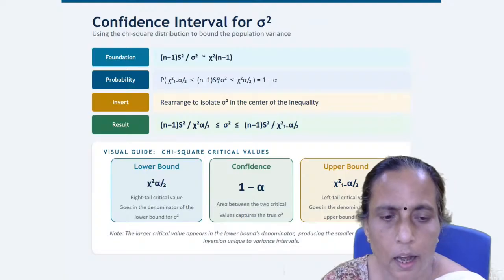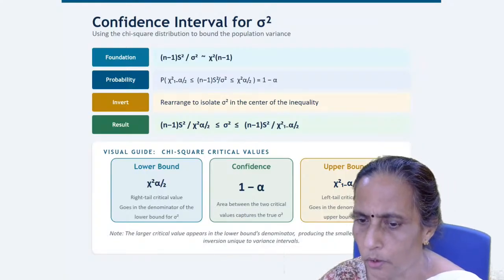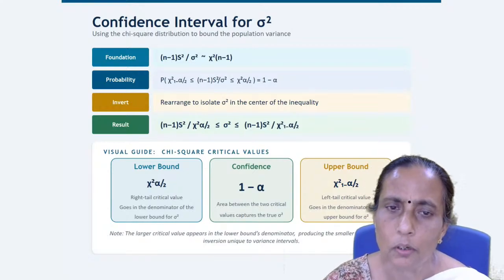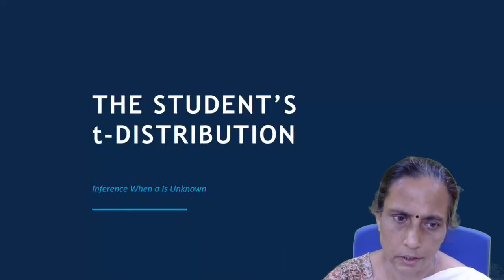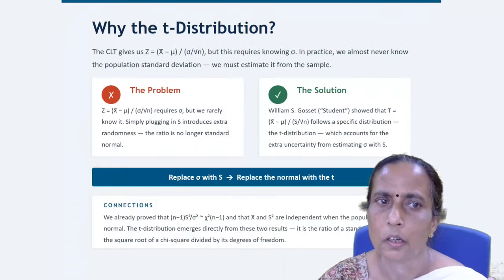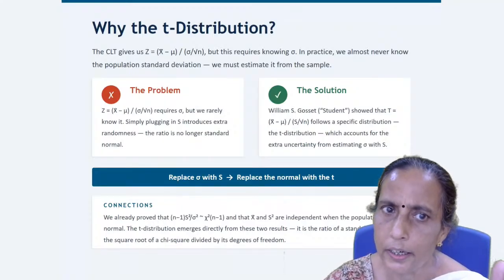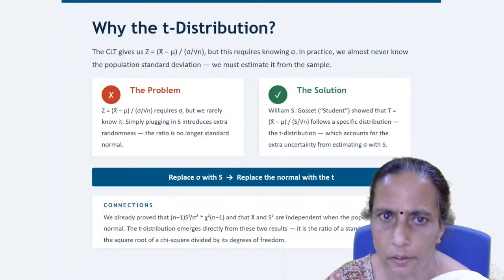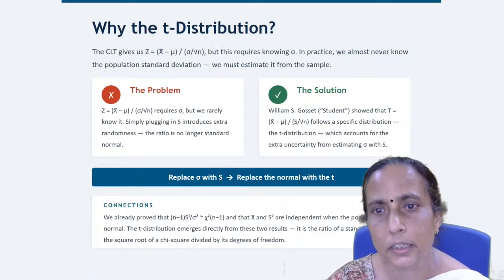You may say the larger the critical value appears, the larger the denominator, producing a smaller endpoint, and inversion is unique to variance intervals. Next is the t distribution. The central limit theorem gives that our z, that is your standard normal variable, has this formula. But this requires knowing sigma.